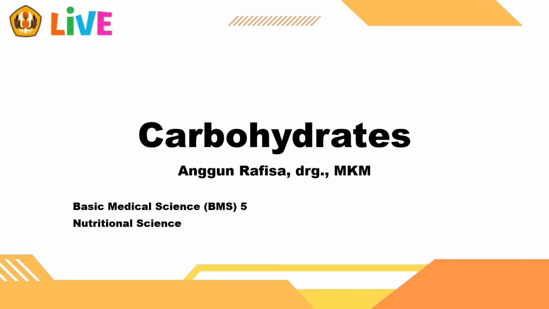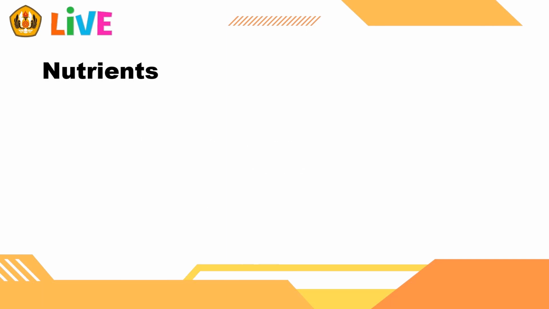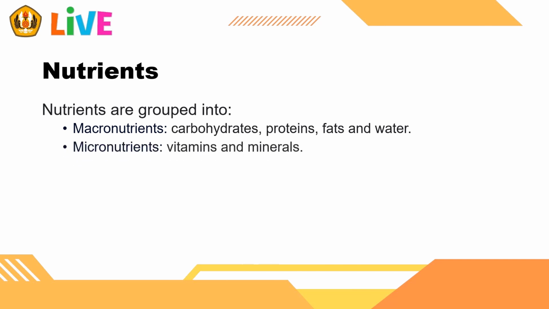In today's lecture, we will delve into the crucial topic of carbohydrates, which constitute a fundamental nutrient essential for bodily functions. To reinforce your comprehension of nutrients, let's revisit the classification of nutrients. Nutrients are broadly categorized into macronutrients and micronutrients. Macronutrients required by the body in substantial quantities encompass carbohydrates, proteins, fats, and water. On the other hand, micronutrients are necessitated in smaller amounts and include vitamins and minerals.